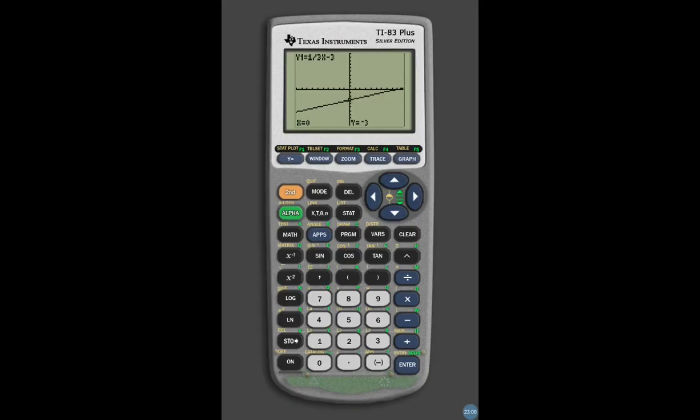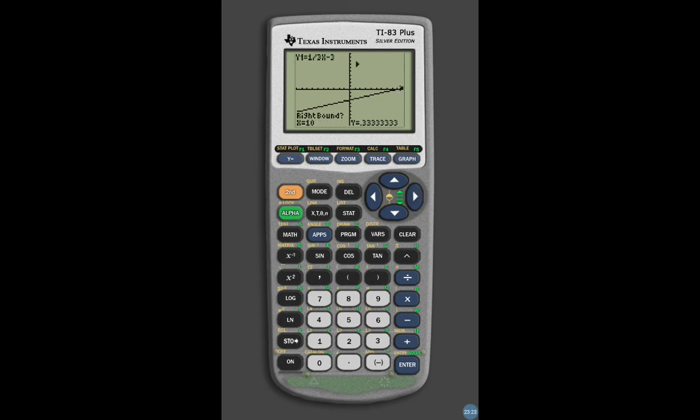So what I'm going to do is go to second calculate or second trace, which gets me to the calculate function. I'm trying to find a 0. So then we have a question down here. It says left bound. Well, my x-intercept is way over here at the side of the screen, so I'm already left of it, so I can hit enter. And then it gives me a little arrow. It says, okay, I'm going to try and find some x-intercept between here and here.